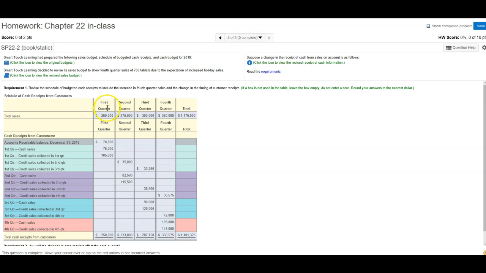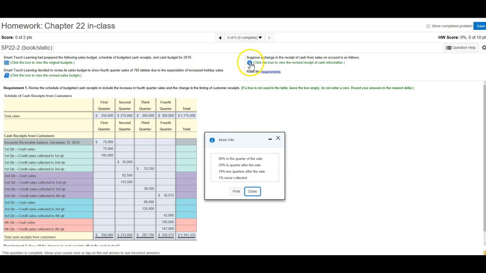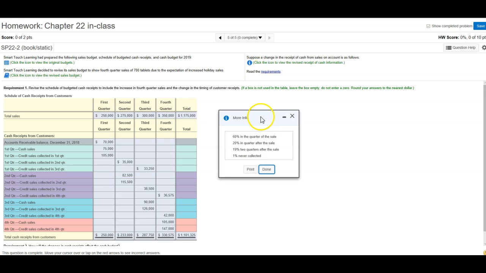So out of this 250, 70%, we're going to multiply 250 times 70%, and we only collect 60% in the first quarter. So 250 times 70% times 60% will give us the 105. In the second quarter, that's when we're dealing with the revised cash receipts issue. So this is where it differs from the original budget.